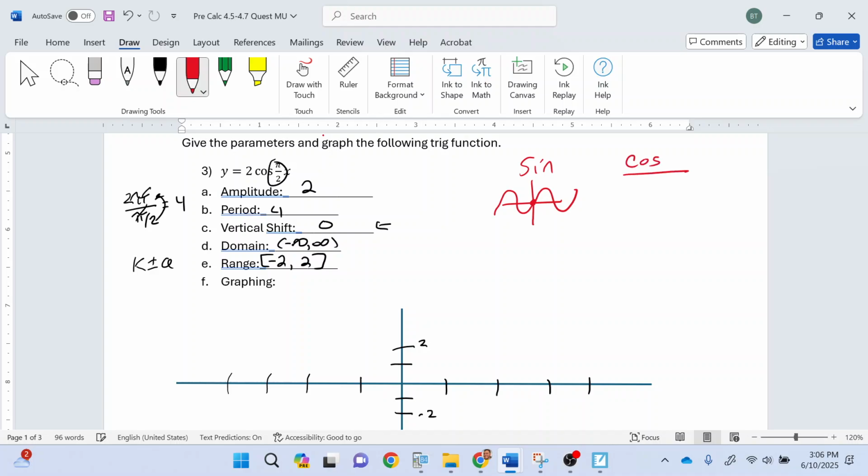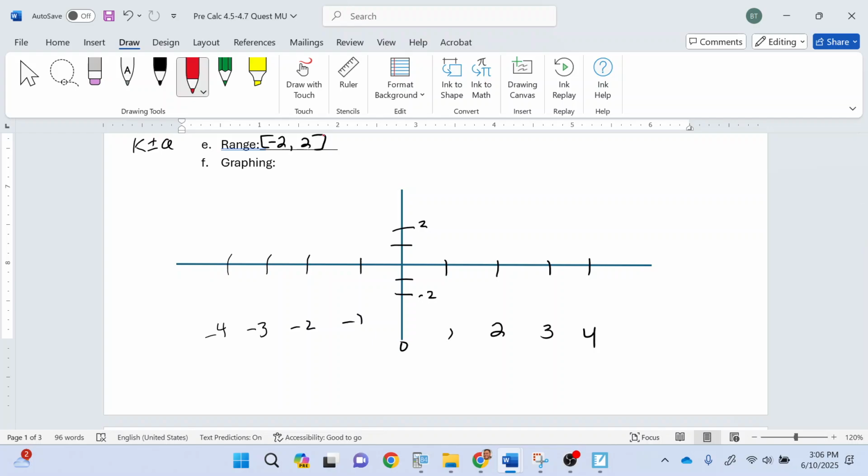Cosine tends to start at the top. So it's going to be top here, and then like that, and like that. In this case, I know it's cosine, so I'm starting at top. So top, middle, bottom, middle, top, middle, bottom, middle, top. So I should make a wave that kind of looks like this.